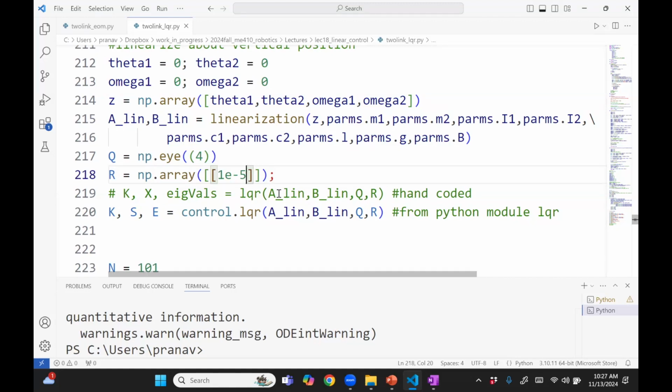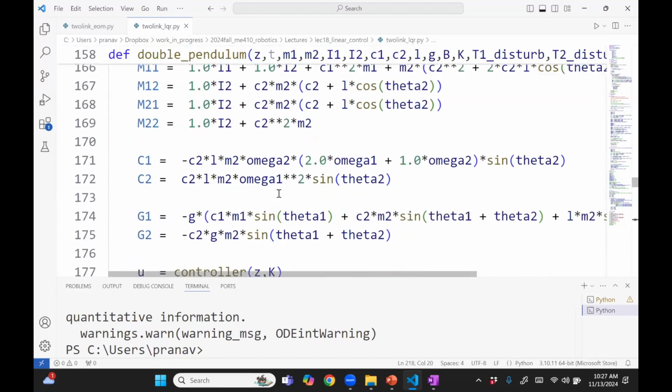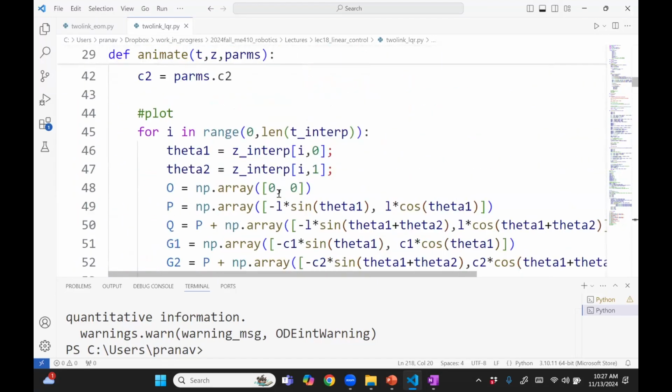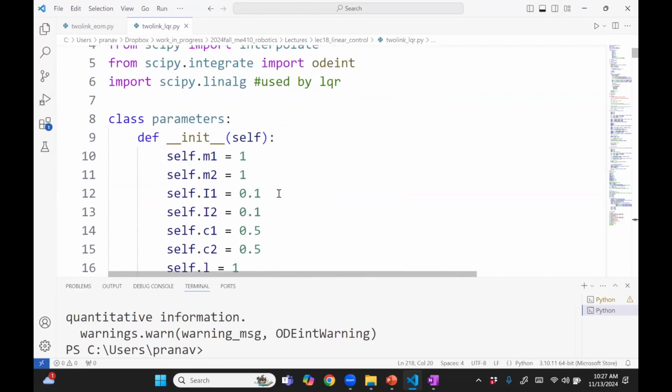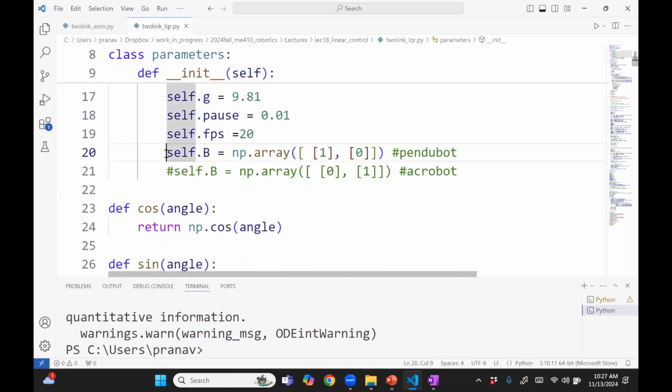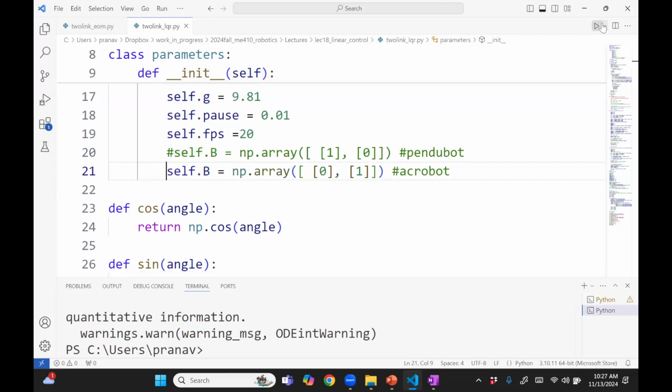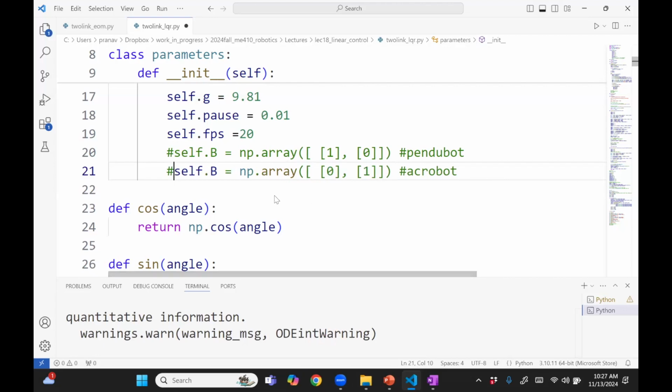And so if you run this, now it's going to be very, very aggressive in terms of stabilizing. So we could try this and see if it works. There's a good chance it will not work, but we can try the Acrobot with this new controller. It didn't work. That's too much. The disturbance was too much.